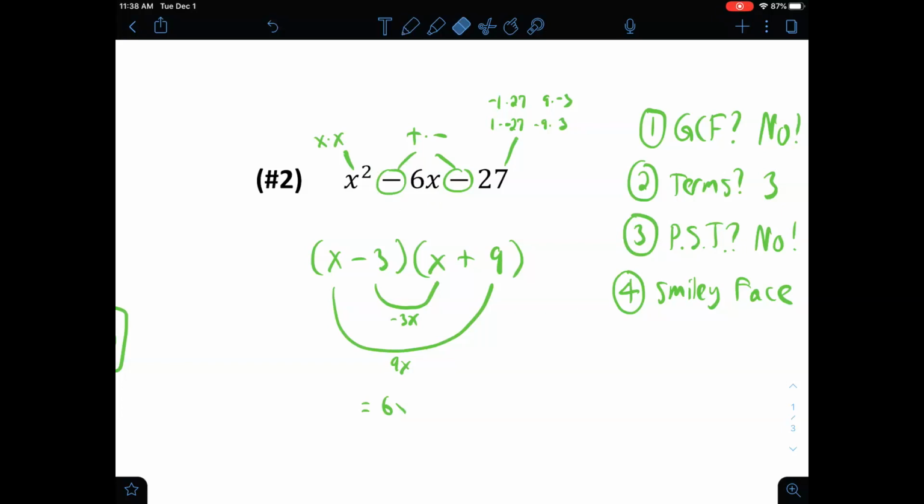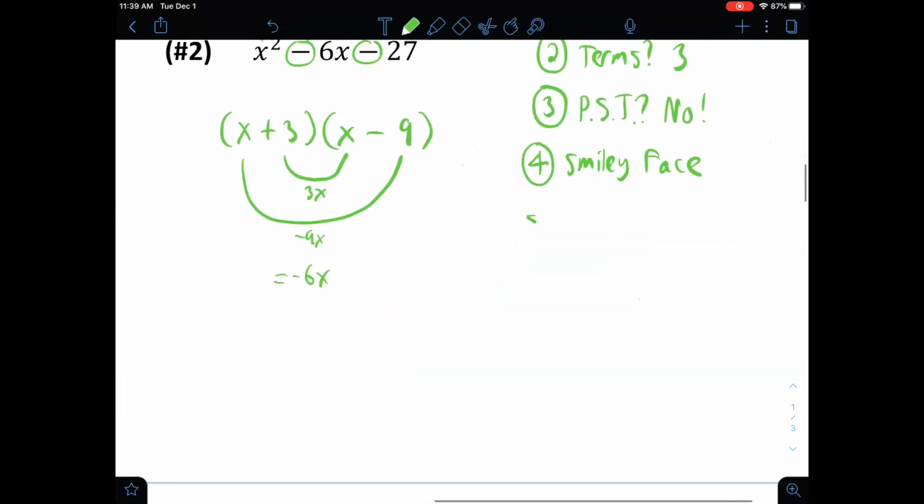We need to flip these signs. All we need to do is flip the signs. If we get the right numbers down here, all we need to do is change the signs, okay? So we're going to change this to positive 3 and negative 9. Let's see how that works. So that's going to be 3x and negative 9x, and that's going to equal negative 6x. So our answer is, this is going to be done.